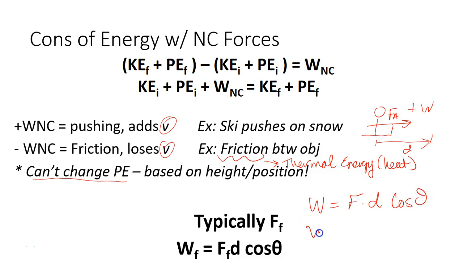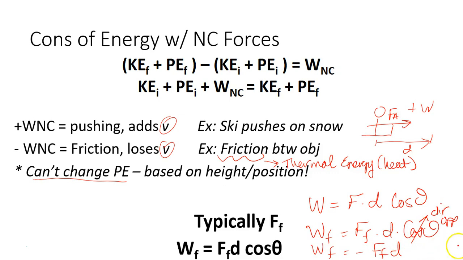And then if we're talking specifically about friction, then it's going to be the force of friction times d times cosine of the angle. And really, this cosine of the angle gives you the direction of the force, which always is going to be opposite. So you can even simplify this by just doing negative friction, or the energy is being taken away, and just ignore the cosine. But either way, it works.